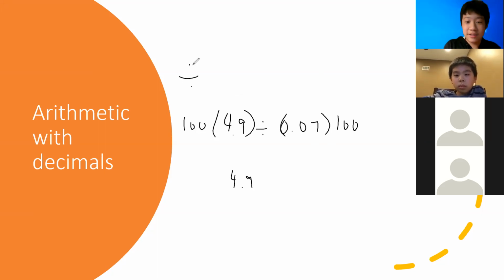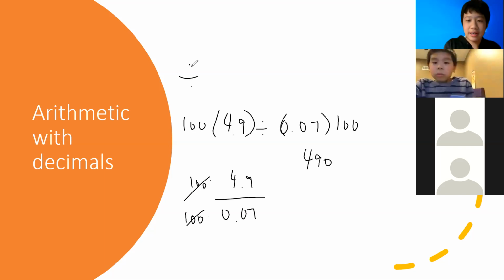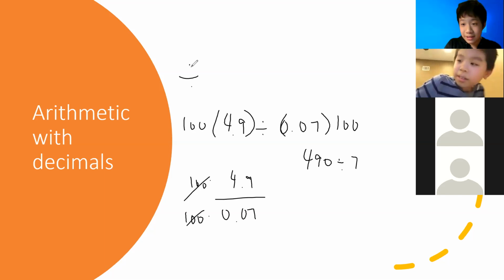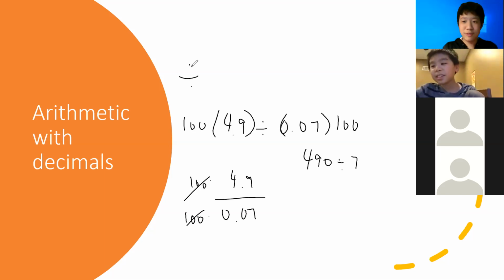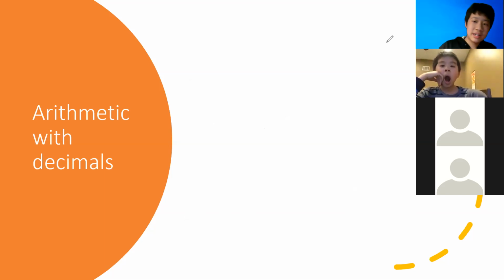But we should remember that division is just a fraction. And if I multiply 100 on the top and the bottom, these will cancel in the end, and that doesn't change our final answer. So when I multiply this by 100, 4.9 turns into 490, and that's being divided by 7. So now we just have a really simple regular division problem, and we can just do this straight off the bat. This will be 70, and yeah, that is it. Okay? And our answer will be like this, okay? So that's how you would do arithmetic with decimals.